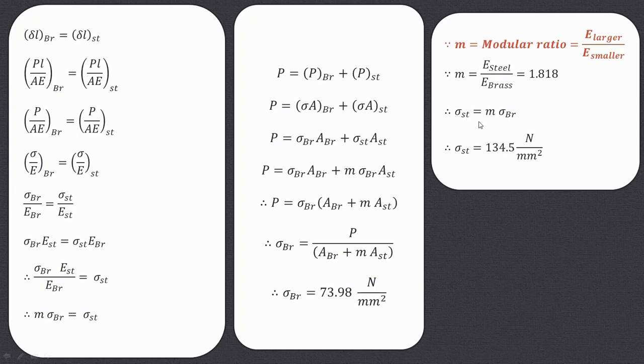So sigma ST will be equal to M into sigma brass. So substitute the value of M, that is 1.818, and sigma brass is 73.98. So the value of stress induced in the steel tube comes out to be 134.5 Newton per mm square.